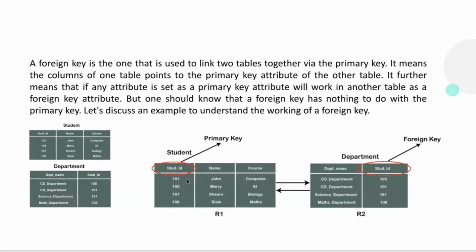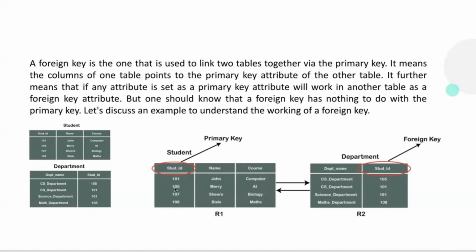Let's say I want to find the department of John. I'll go to his student ID, 101. His student ID is 101. Then I'll go to this table and search for student ID 101. This is the department, CS department. So that's the relationship.